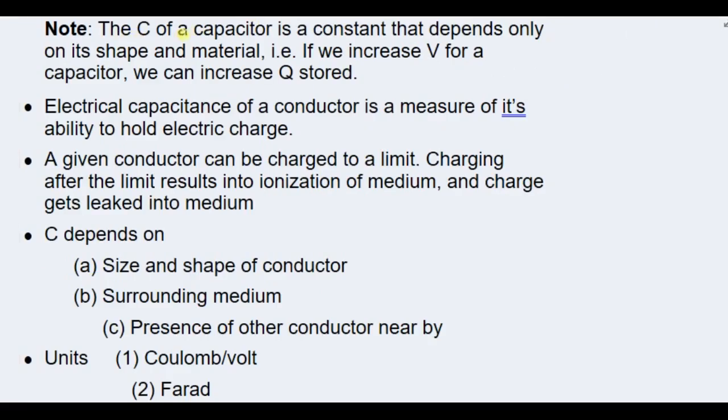Capacitance C of a capacitor is a constant that depends only on its shape and material. That is, if we increase V for a capacitor, we can increase Q stored.